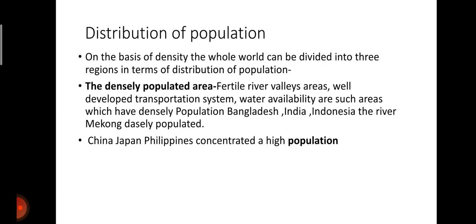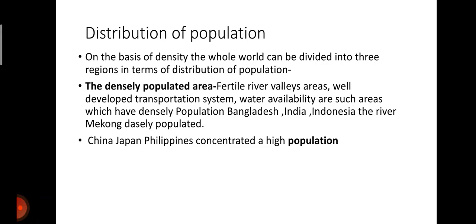Next, distribution of population. On the basis of density, the whole world can be divided into three regions in terms of the distribution of population. First is the densely populated area. Fertile river valley areas, a well-developed transportation system, and water availability: such areas are densely populated.